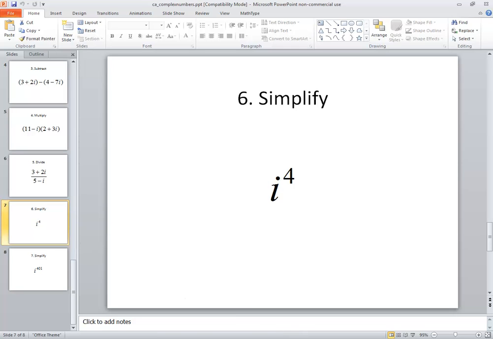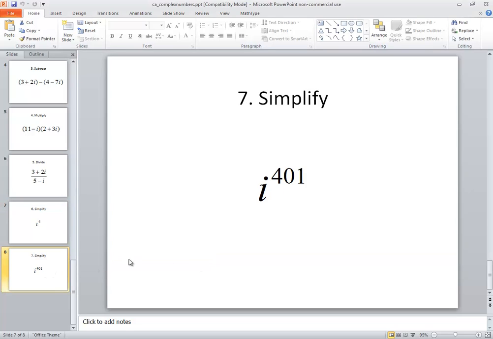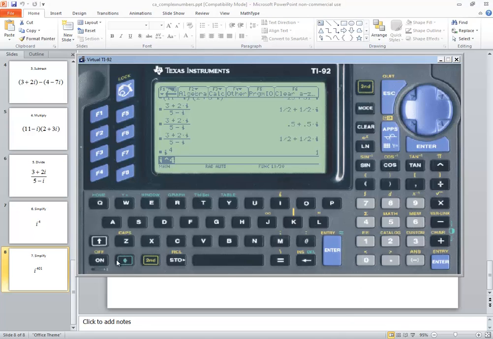Okay, i to the 4th. Well, we'll go get our i, so we'll do second i, and then caret 4, and press enter. And that tells us our answer is 1. Now another one, i to the 401st power. Some calculators have trouble with this, which is why I'm showing it. So second i, caret 401, and press enter. And that gives us i.